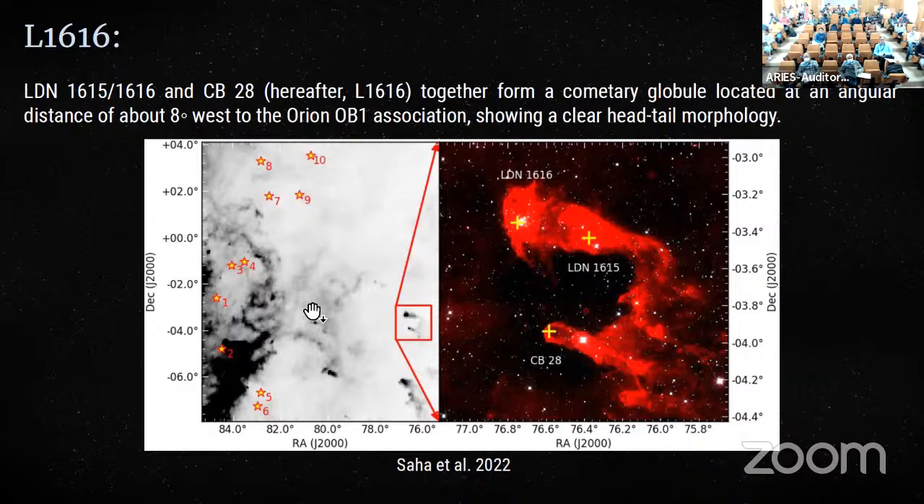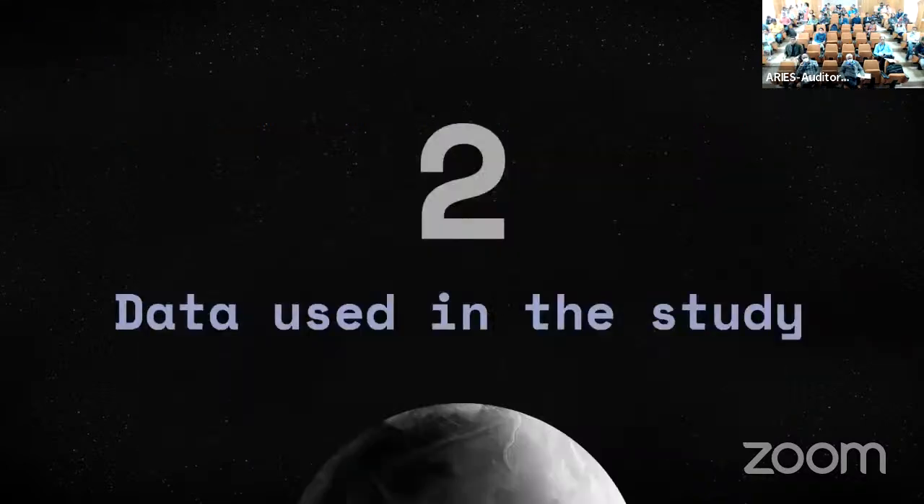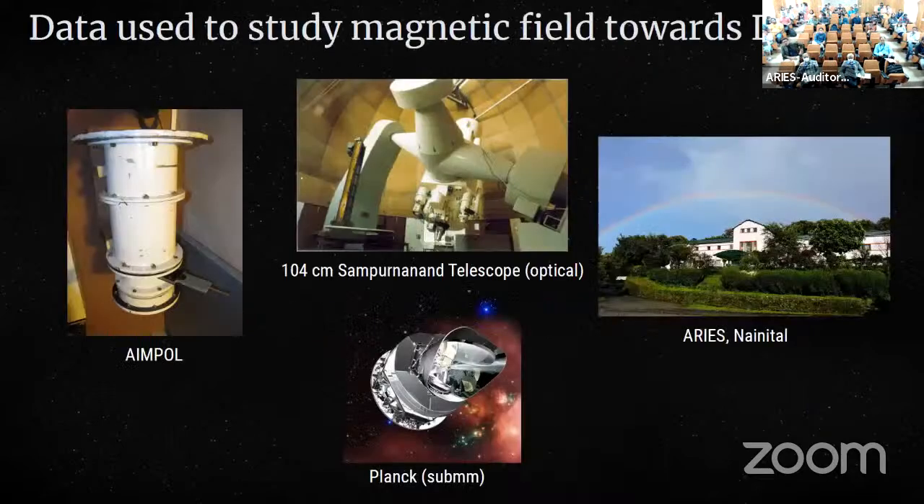People have found small scale sequential star formation, like the older stars are distributed in this region and the younger stars are distributed towards the cloud. So we found this cloud is an excellent candidate to study. Now I will show the data which we have used. For optical polarization, we have used M-pole attached with the 104 centimeter Sampurnanand telescope from ARIES Nainital. And for submillimeter polarization, we have used Planck archival data.